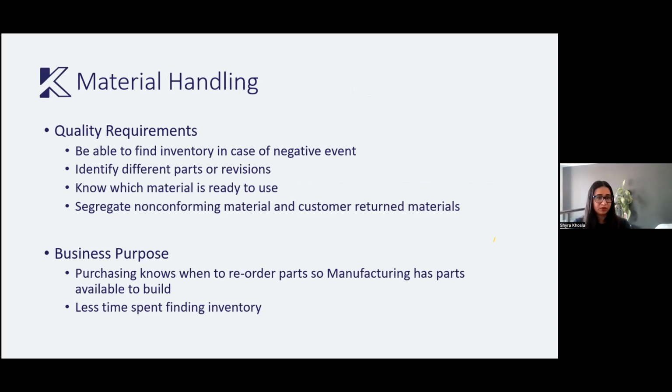From a material handling perspective, it's really important to know what inventory you do have on site, what is good and available to use, and identifying the different parts and the different revisions so that there's no mix-up. All of that's really key from a QMS perspective. From a business perspective, it's also really important to know where your inventory is and how much you have, so that your procurement team or your supply chain team is purchasing before you run out, so that if you're trying to build something, you actually have the materials available to build.